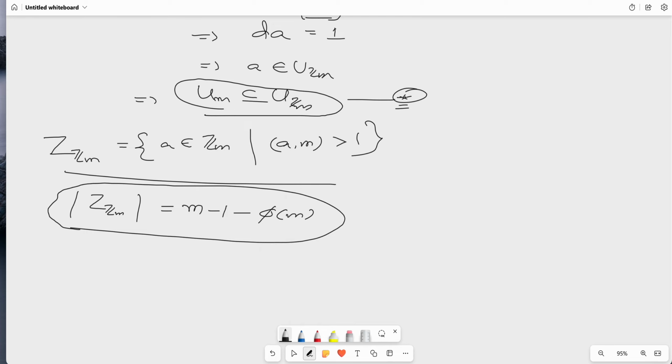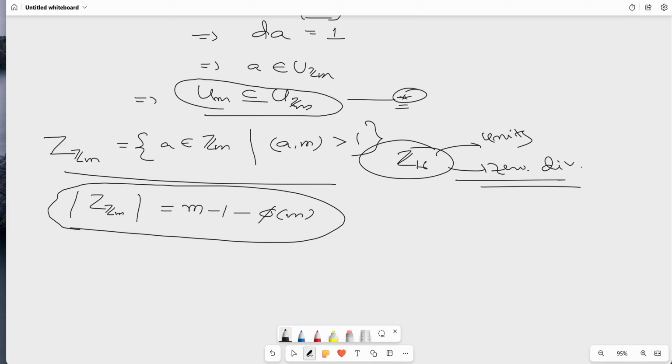So now I'm giving you a simple exercise. Take Z16 and find the units and zero divisors. I think this is a very easy task I have given, right? So there is nothing special here. So what else am I left with? Let me see.